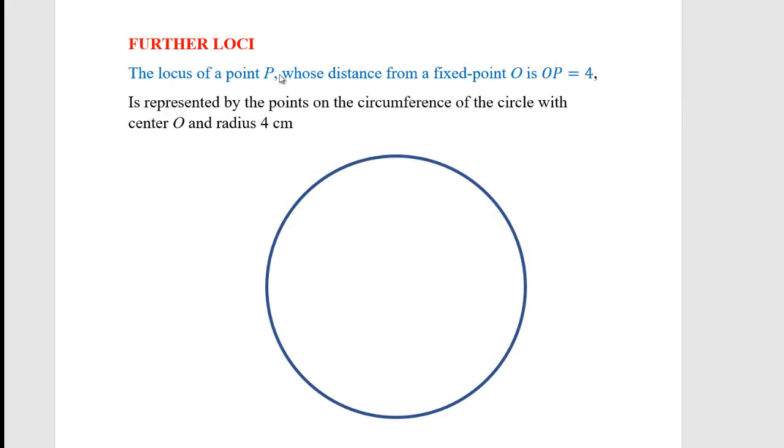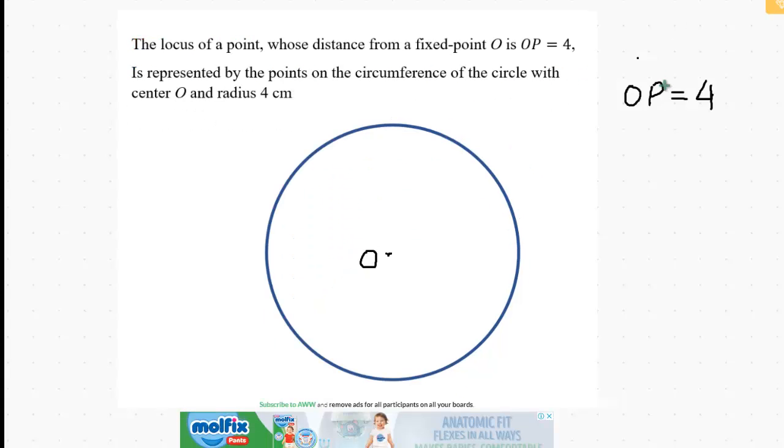The locus of a point P whose distance from a fixed point O is OP equal to 4. From the basics of loci, the locus of a point at a fixed distance from one fixed point is a circle. Let's understand this equation, OP is equal to 4.